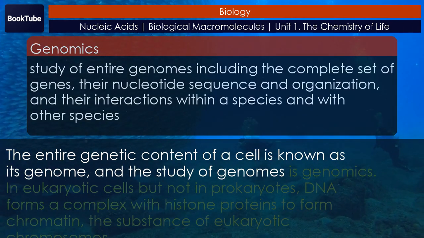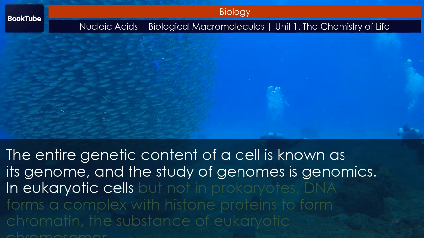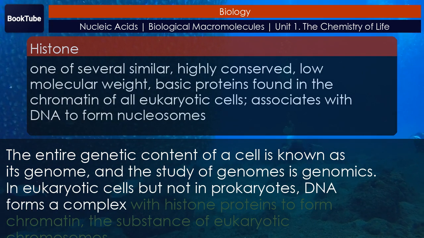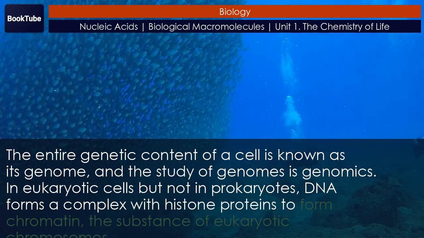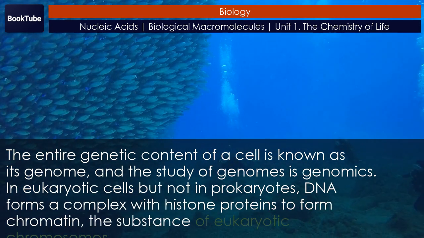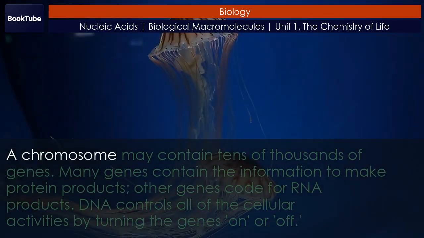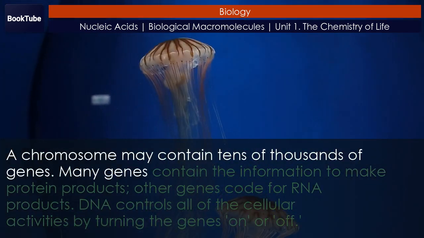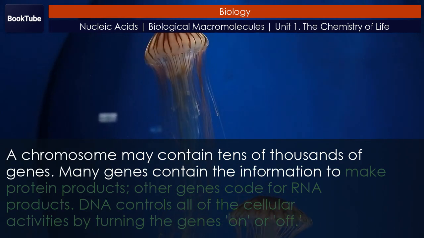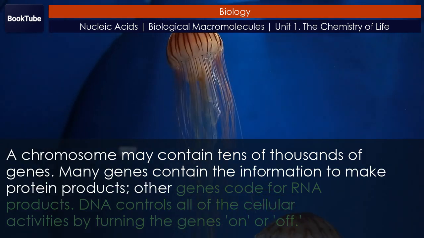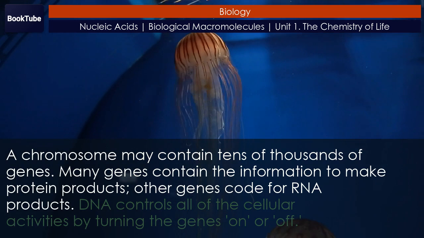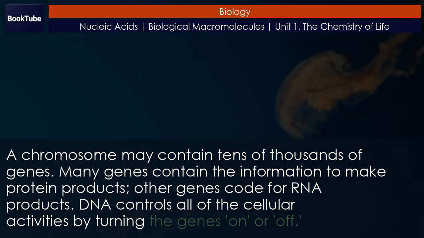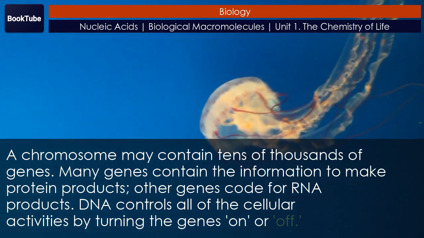In eukaryotic cells but not in prokaryotes, DNA forms a complex with histone proteins to form chromatin, the substance of eukaryotic chromosomes. A chromosome may contain tens of thousands of genes. Many genes contain the information to make protein products. Other genes code for RNA products. DNA controls all of the cellular activities by turning the genes on or off.